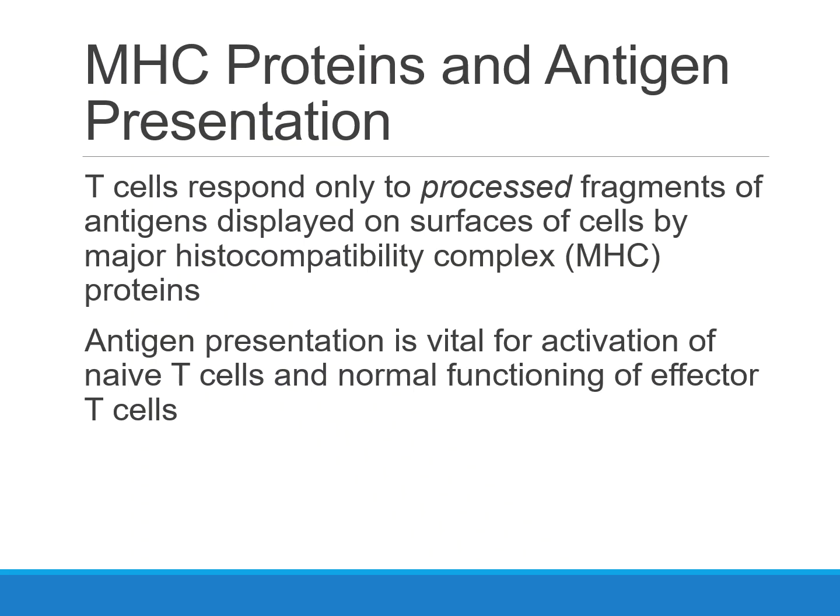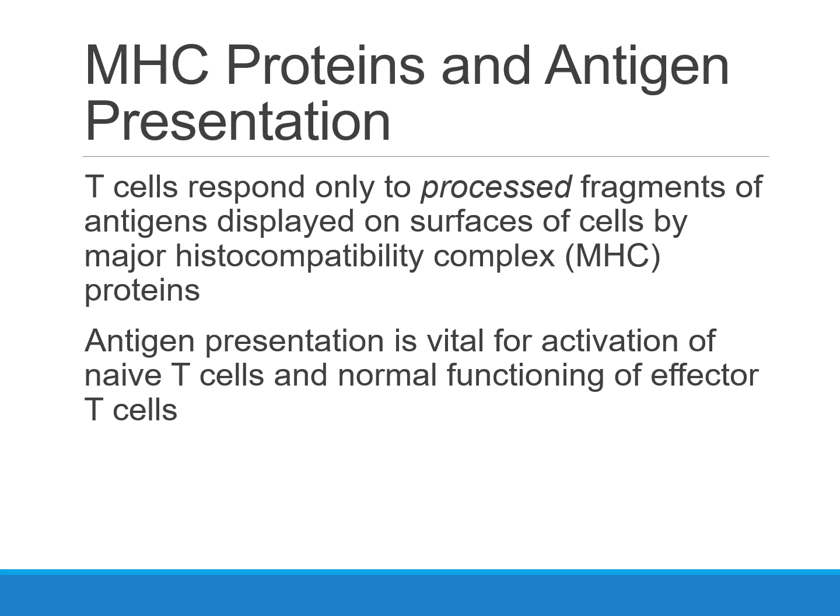T cells respond only to processed fragments of antigens that are displayed on the surface of cells by major histocompatibility complex proteins. So basically, here's what happens. How does a T cell know that a cell has become infected? Because the bad guy is inside of the cell. And so what the cell has to do is basically fly the white flag out on its cell surface and say, hey, I'm infected. All right, so T cells are responding to your own cells that have become infected.